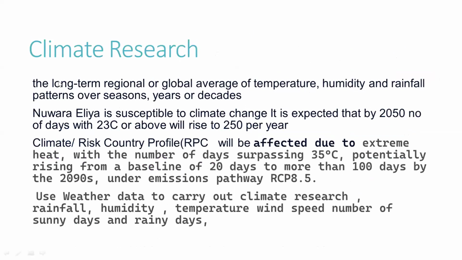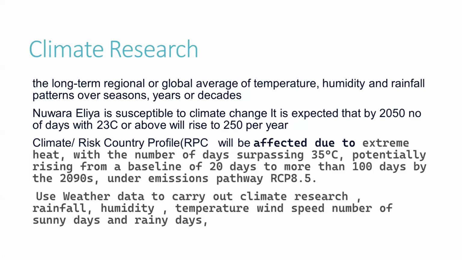Sorry. Climate research: the long-term regional or global average temperature, humidity and rainfall patterns over seasons, years or decades. These are the weather parameters that are used for climate research. So you have to take about 100 years of these parameters, plot graphs, and check the variations and also the ups and downs.